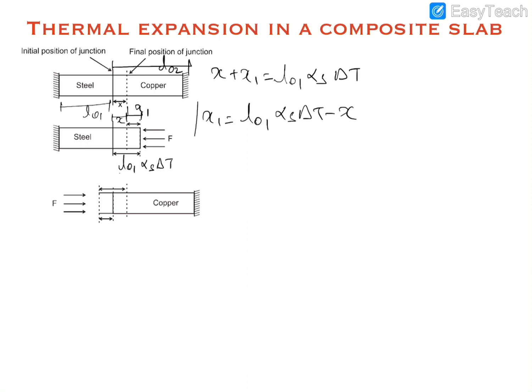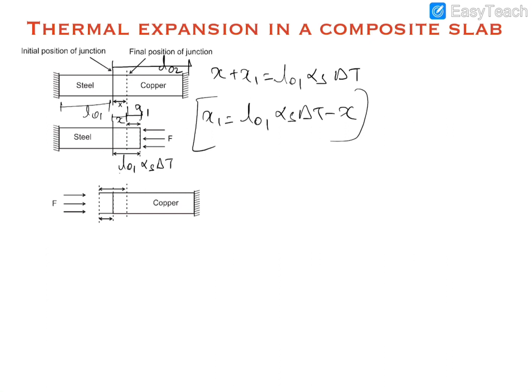So we can say that if steel was independently expanding, then it would have expanded by a length of L01 alpha s delta T. But in the real scenario, there is a copper bar which is restricting the steel from expanding independently. Therefore, the steel has not expanded completely. In fact, it has expanded only by a distance of x, as the junction has moved only by a distance of x.